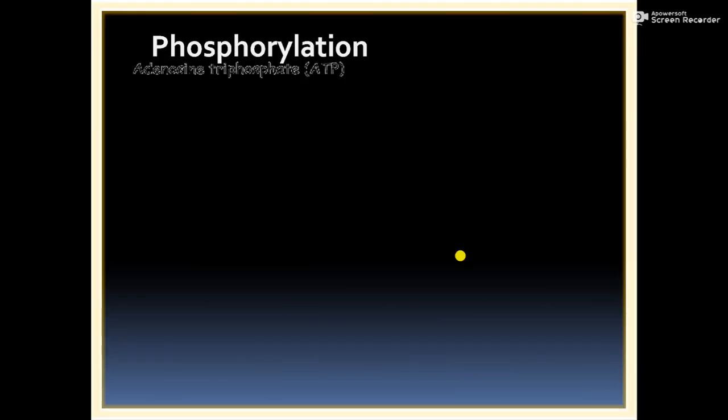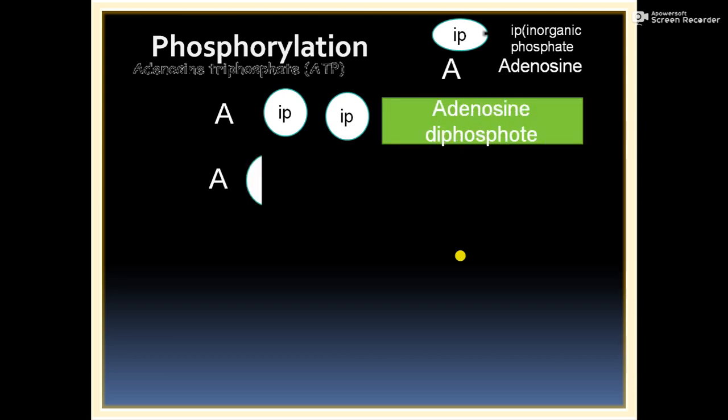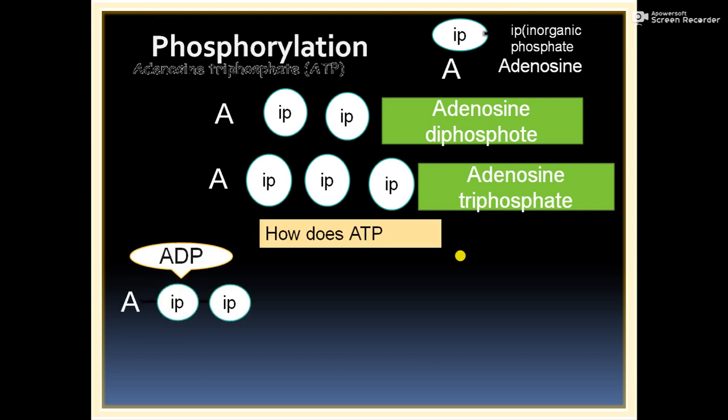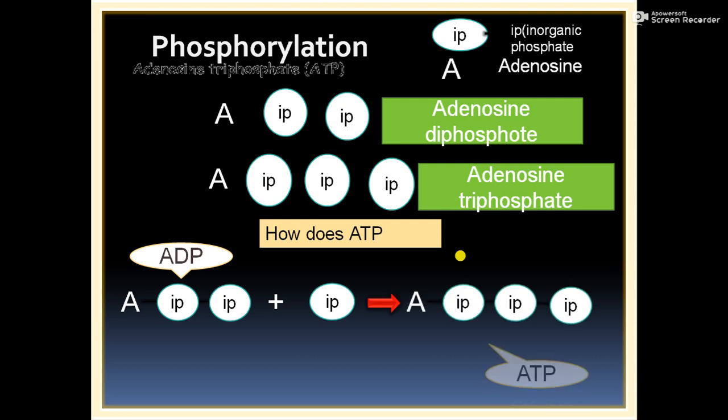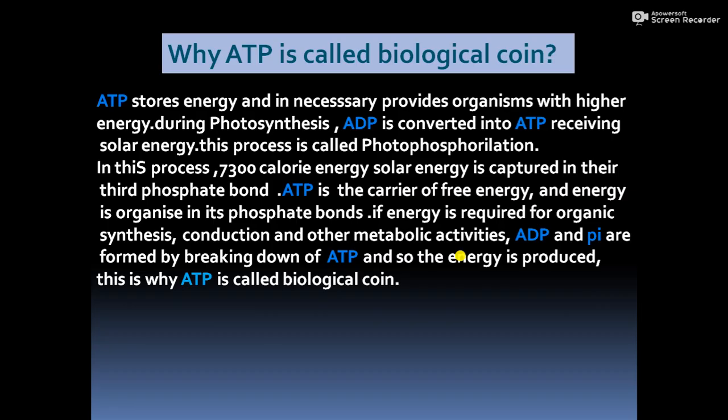That is very important for our today's topic. We can see a simplified picture of the formation of ATP. A means adenine and IP means inorganic phosphate. So one adenine and one IP is adenosine monophosphate, one adenine and two IP is adenosine diphosphate, and one A and three IP is adenosine triphosphate. How does ATP form? ADP plus inorganic phosphate makes ATP. That means when adenine holds three inorganic phosphates, that is ATP. And this is a phosphorylation process.